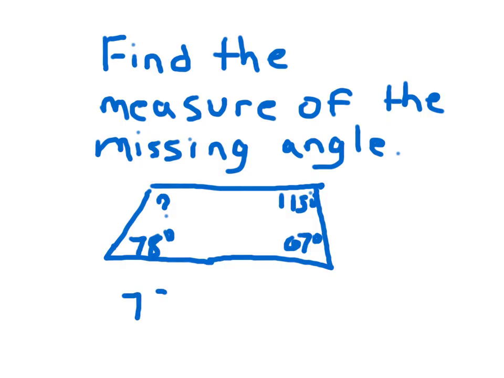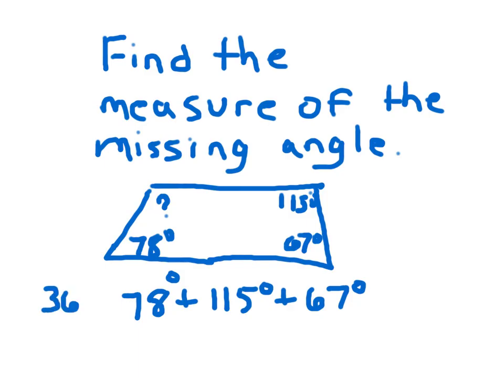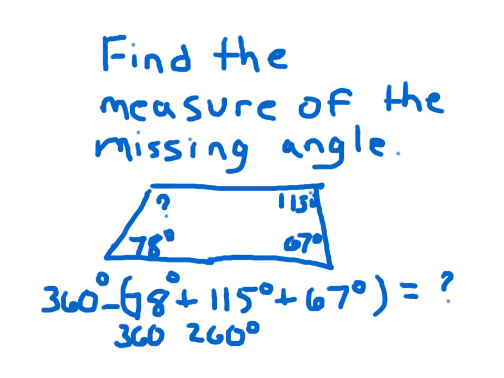So what we would do in this case is take the degrees of the other angles, add them together, and subtract that from 360 to find the measure of that missing angle. The sum of those numbers in the parentheses is 260 degrees. So we have 360 degrees minus 260 degrees, so the measurement of the missing angle is 100 degrees. Again, the sum of all the angles in a quadrilateral is 360 degrees.